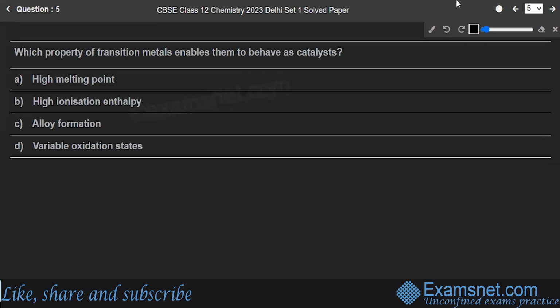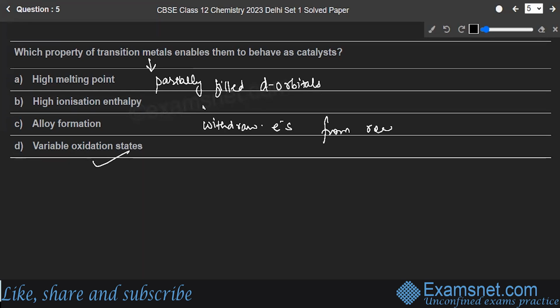Question number 5. Which property of transition metals enables them to behave as catalysts? High melting point, high ionization enthalpy, alloy formation, or variable oxidation states? The right answer: variable oxidation states. Transition metals have partially filled d orbitals, so they can easily withdraw electrons from the reagents, or they can easily give electrons to them, depending on the nature of the reaction.